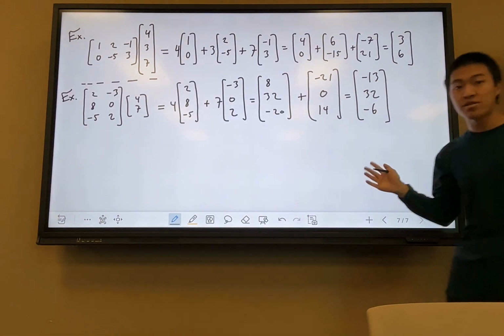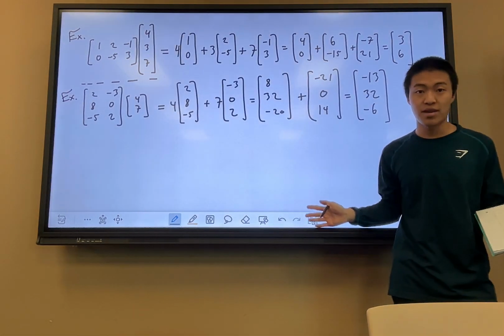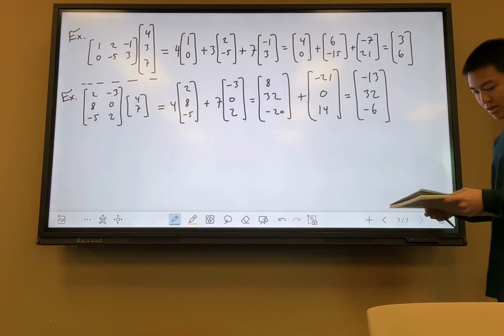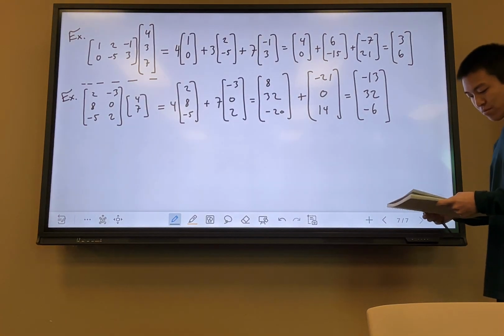So doing these computations really isn't that difficult. The computation itself is pretty straightforward.